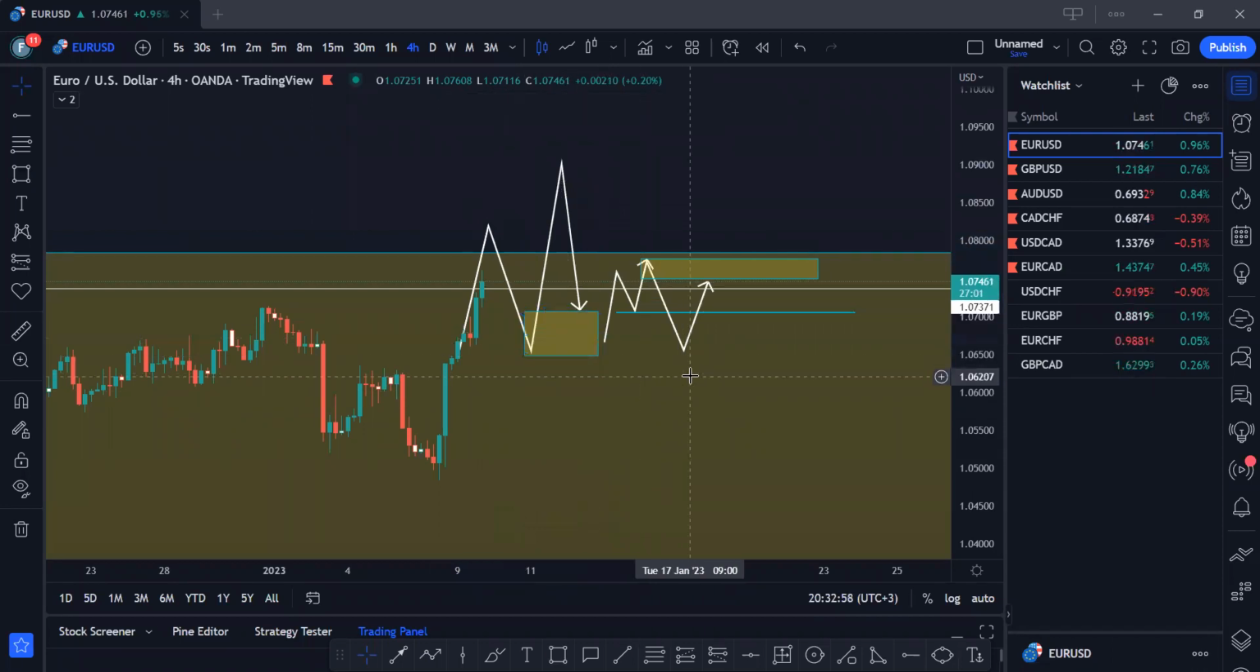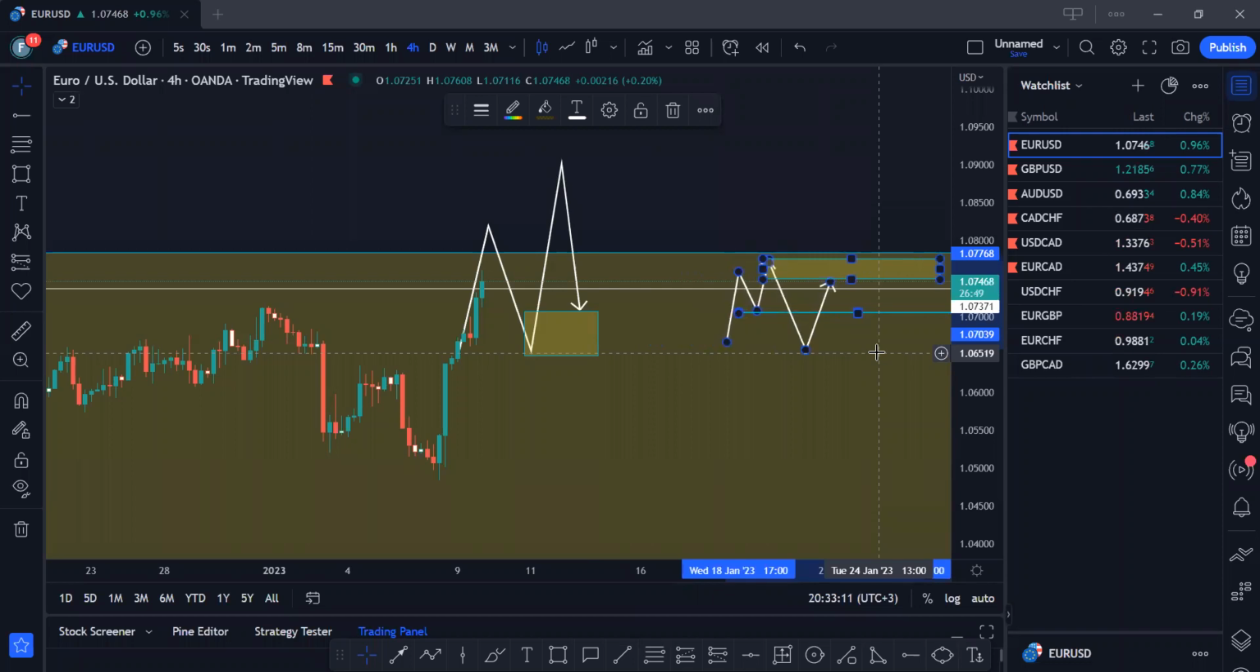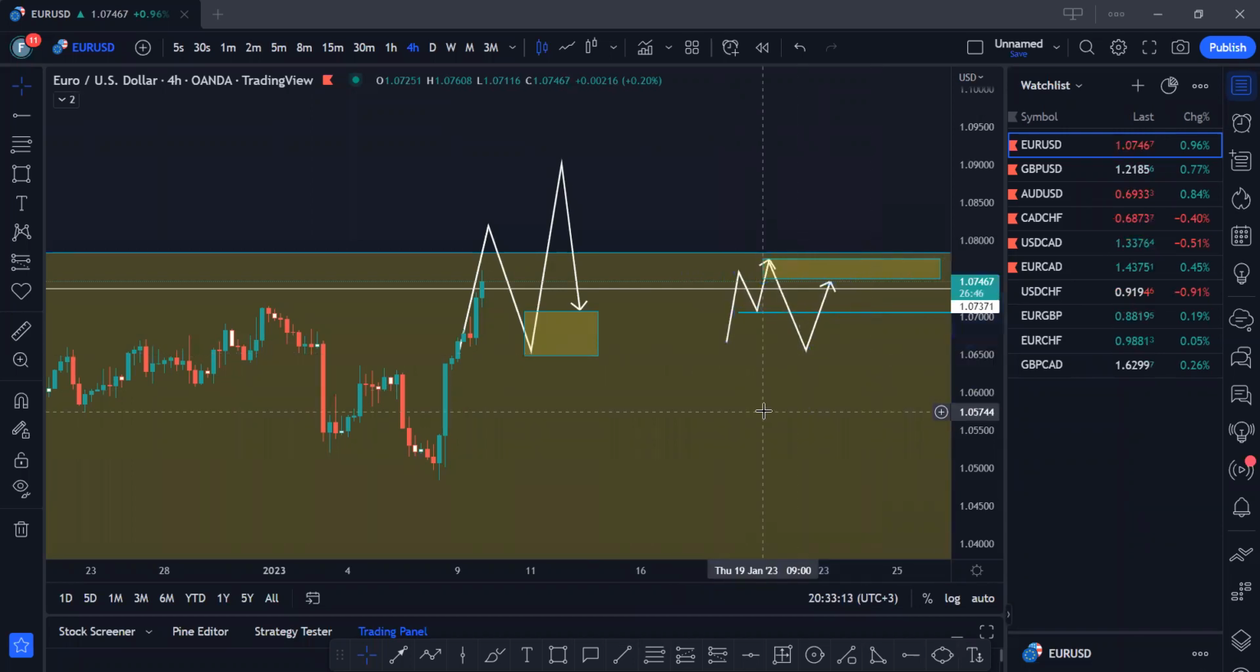Okay, so like I always say, we want to be very, very flexible as regards analysis. You want to be prepared for possible outcomes. So you want to know what will happen for a sell to run, and then what will happen for a buy to run. Okay, so these are the two possible scenarios that we should expect on Euro USD.